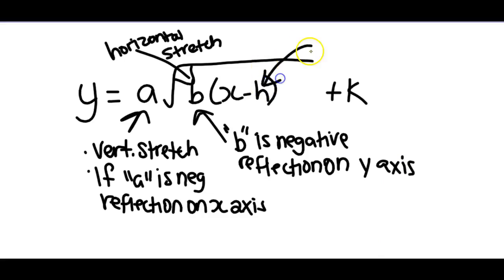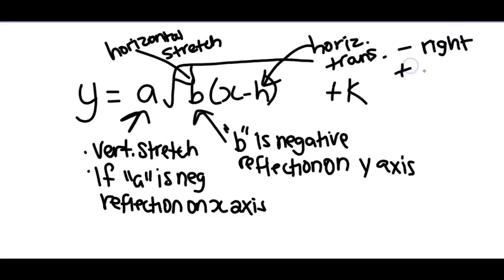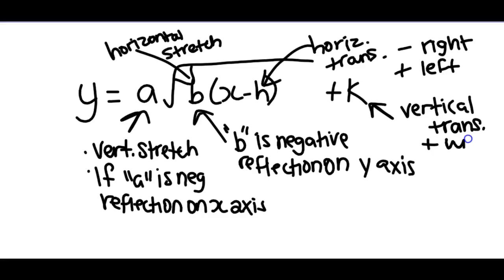Okay, our H is our horizontal translation. So a negative is to the right, positive is moving left, and our K is a vertical translation. Positive up, negative down.